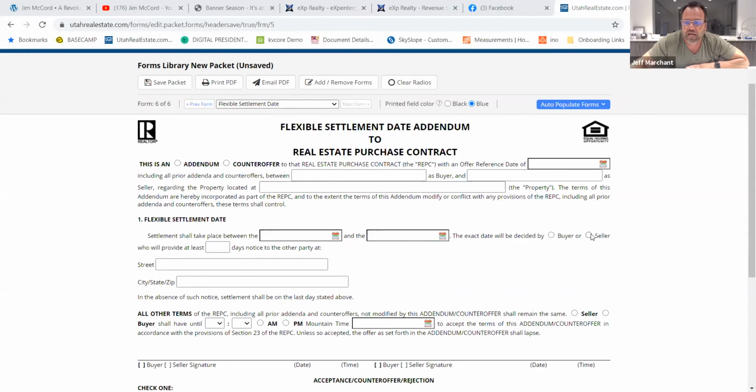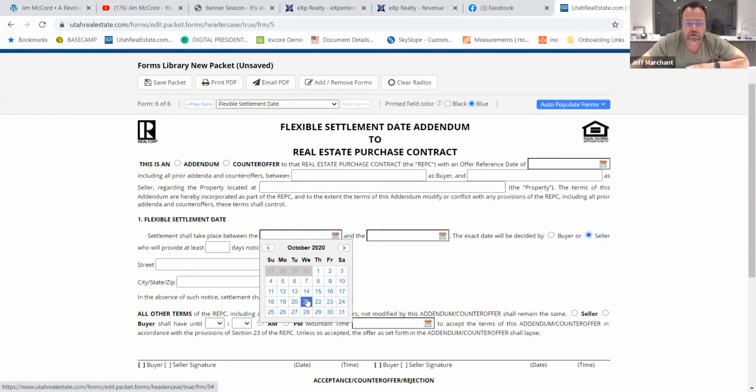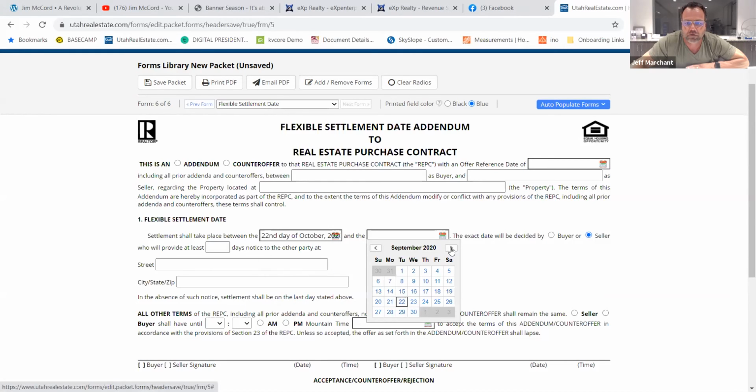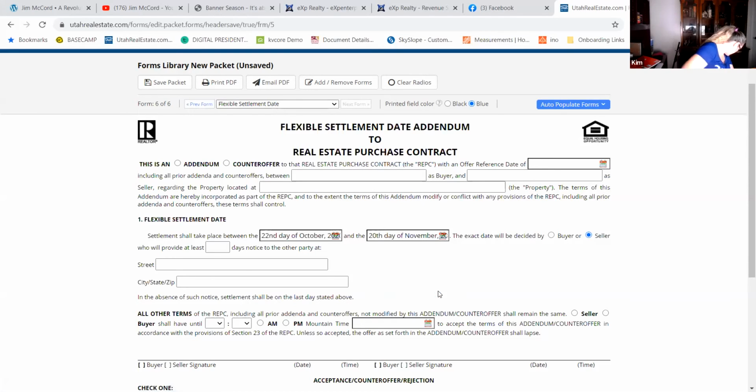Okay, right here, the exact date. Settlement shall take place between, so we're going to go out October 22nd. Let's just say November 23rd. It's right before Thanksgiving. How about we say the 20th? That's almost a month, right?